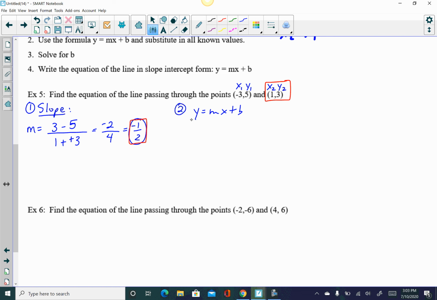So now in place of everything that I know, I'm going to input that, substitute. So in place of y, my y value is 3. In place of m, I just found that, that's negative 1/2. In place of x, x is 1. Plus b is the y-intercept. I don't know what that is, so that's what I'm trying to solve for. Now from here, let's clean up a little bit. Negative 1/2 times 1 is still negative 1/2. And then lastly, to get that b all by itself, add 1/2.